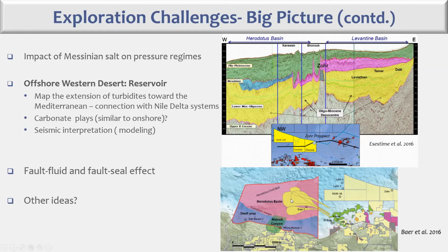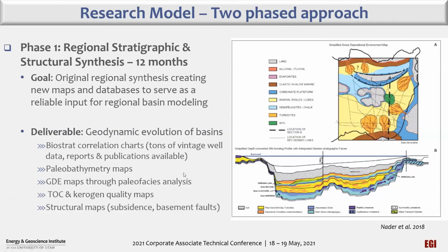What remains to be done here is mapping the extension of these turbidites toward the Mediterranean and finding the real connection with the Nile Delta. So this is something that we can attempt to do in our project. So what are we going to do? Well, we are planning a two-phased study approach for the Eastern Mediterranean regional study.